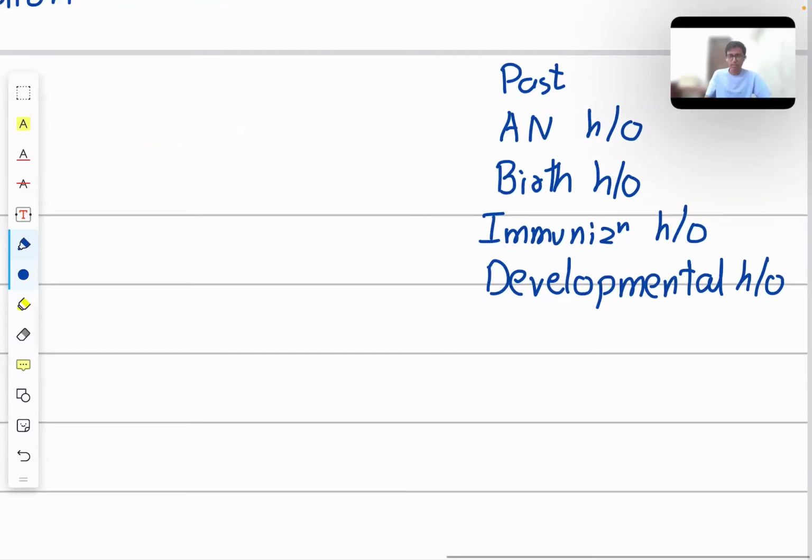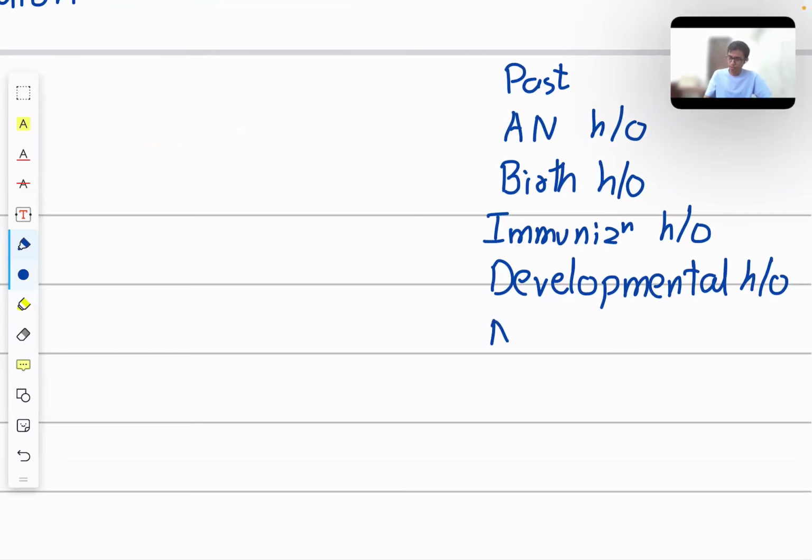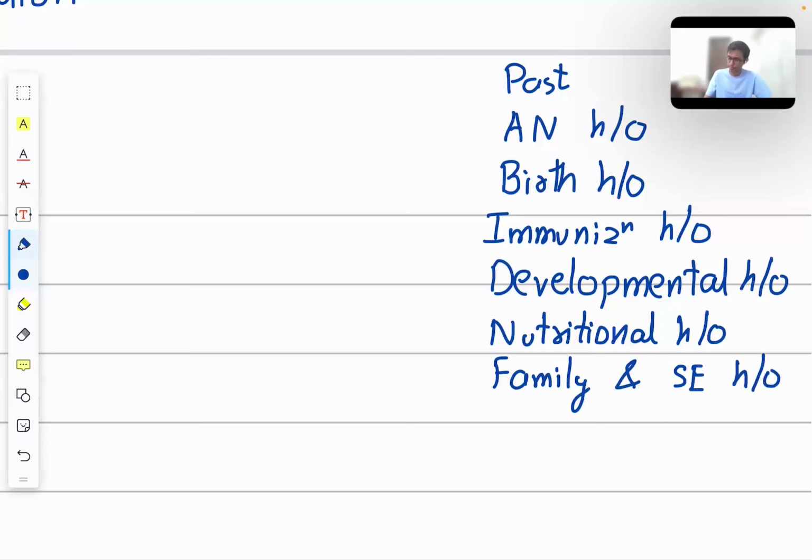Then the child requires food to grow. Next comes nutritional history or dietary history. And last comes family and socioeconomic history. An easy mnemonic to remember this is BID NFS.